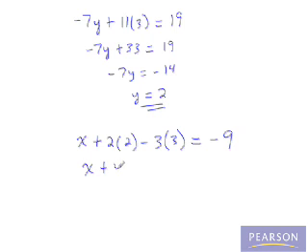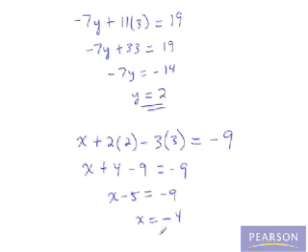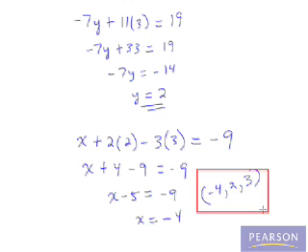x plus 4 minus 9 equals negative 9. Positive 4 and negative 9 make negative 5. That's equal to negative 9. And finally, we will add 5 to both sides, giving us x equals negative 4. So writing this as an ordered triplet, our final answer, x comma y comma z, would be negative 4 comma 2 comma 3. Again, final answer, negative 4 comma 2 comma 3.